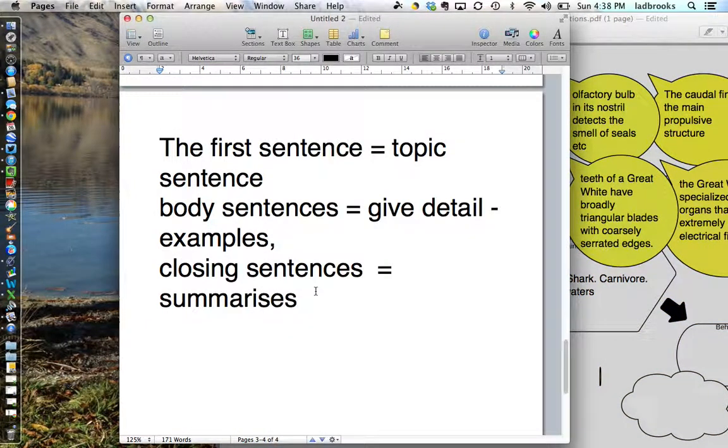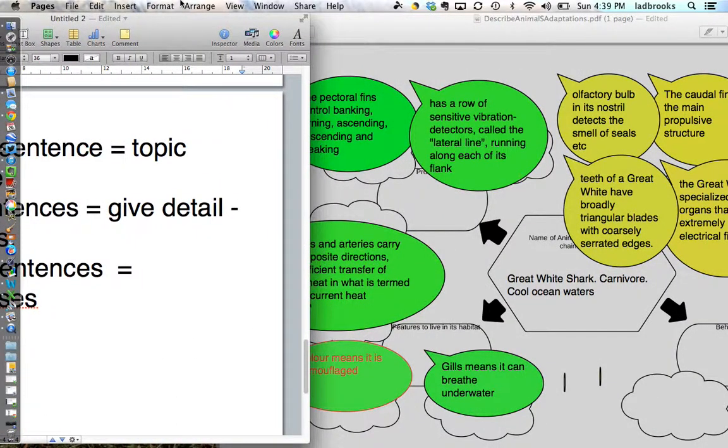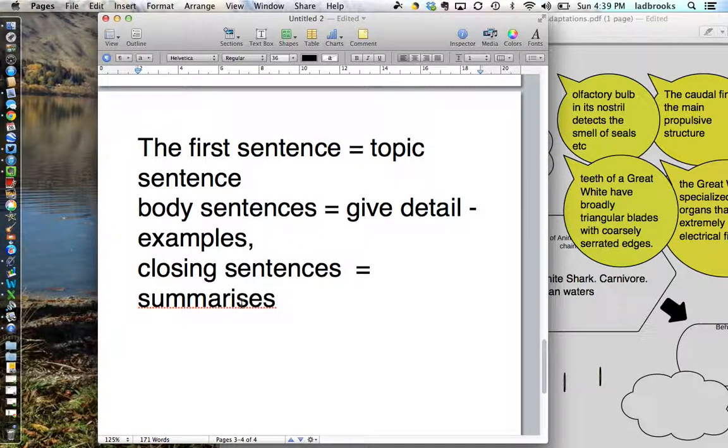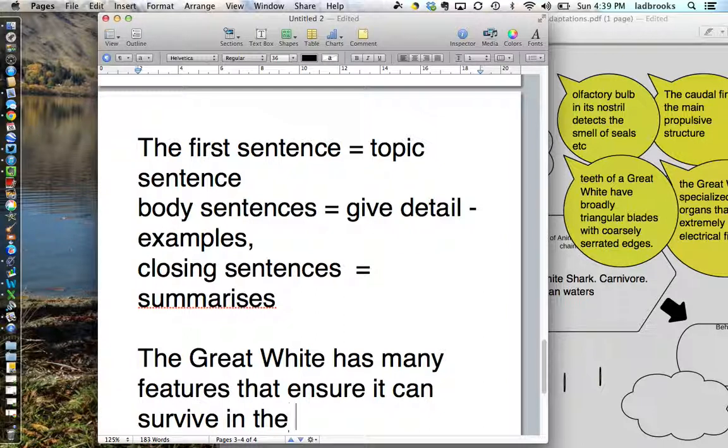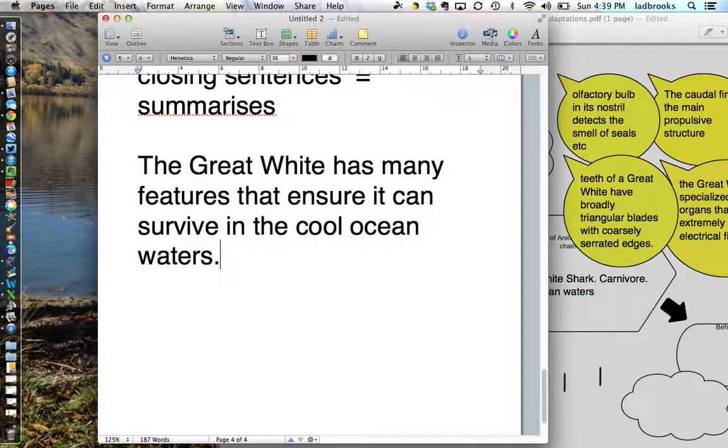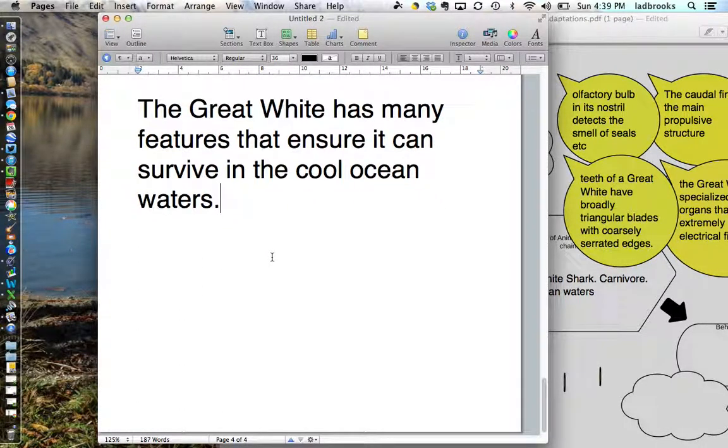So we're going to turn these 3 points in here into a paragraph. So my topic sentence, as you know, is to do with the features that live in its habitat. So I might say something: the great white shark, spell it right, Mr. Ladbroke, has many features that ensure it can survive in the cool ocean waters. Okay, simple sentence to begin with. Okay, there's my topic sentence, what it's going to be about.